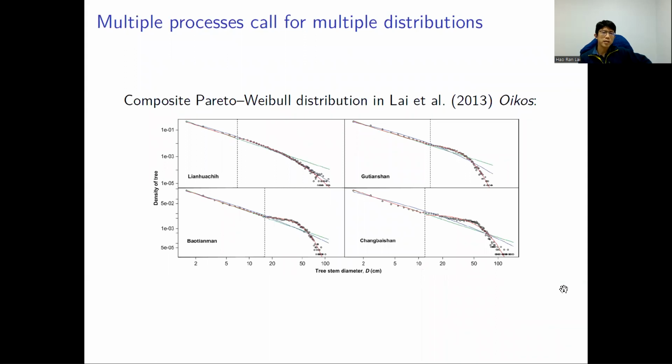There are some studies that incorporated multiple distributions to account for multiple processes. Lai et al. in ICOS here, in collaboration with David Coombs, is a good example. They did a composite Pareto Weibull distribution. Basically, they have a threshold diameter and fitted Pareto to small stems and Weibull to larger stems to account for the different mortality processes in these two size components.